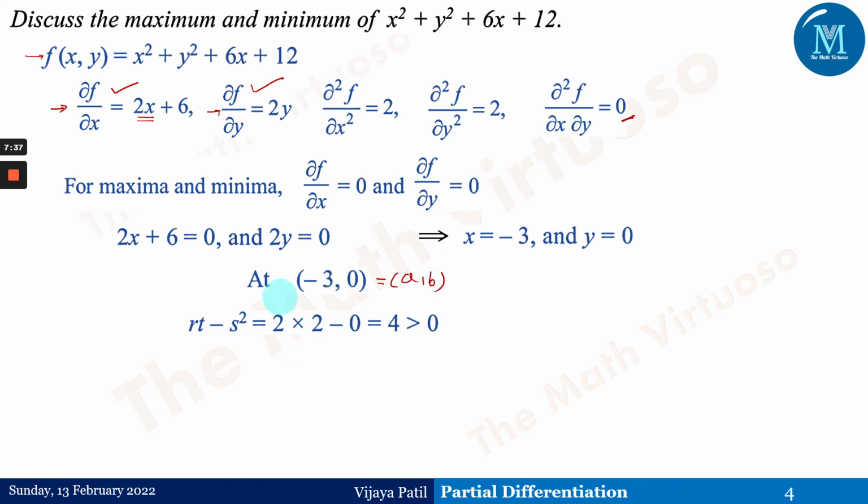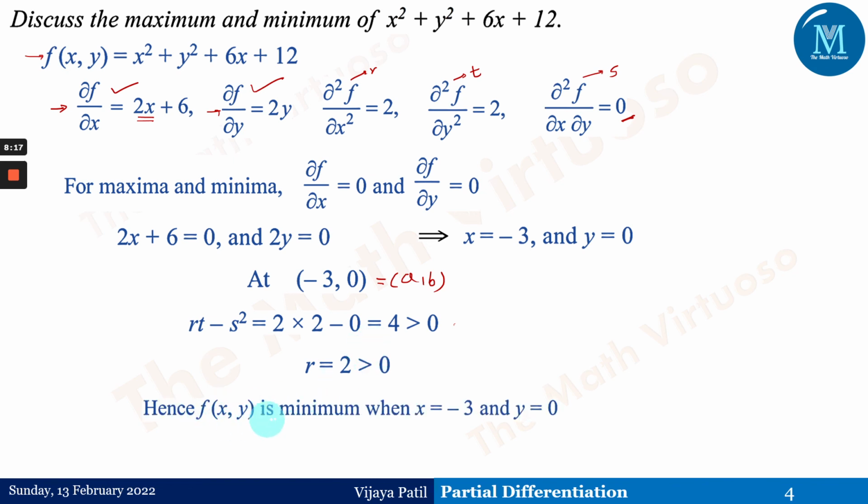At this point, RT minus S square gives 2 into 2 minus 0, because R is this, T is this, and S is this. So RT minus S square gives the value 4, which is greater than 0. That means we have maxima or minima at this point a comma b, but we have to decide whether it is min or max. We can decide that from the value of R. R is equal to 2, which is greater than 0.